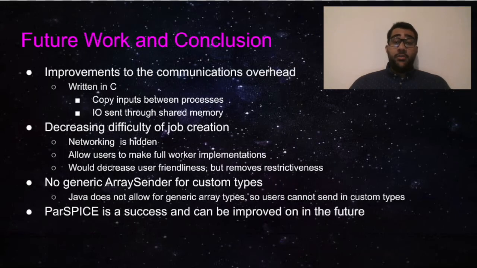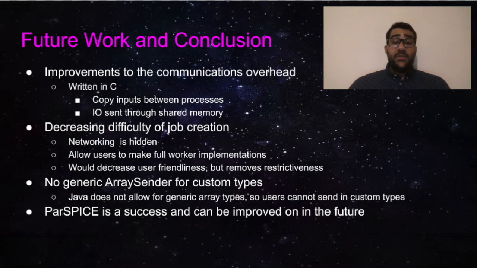There are a few improvements that can be made to our implementation of ParSpice. The first would be improvements to the communication overhead. If ParSpice was written in C, the inputs could be copied between processes, or the I/O could be sent through shared memory. Unfortunately, this is not currently possible on the JVM.